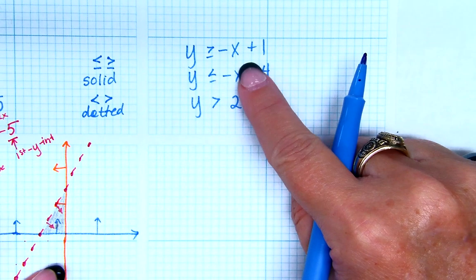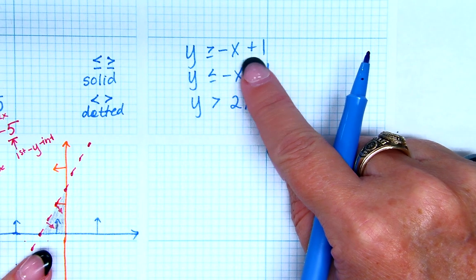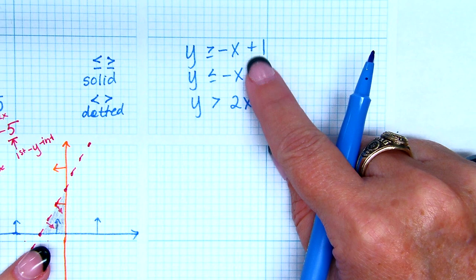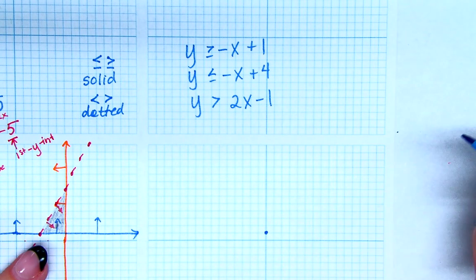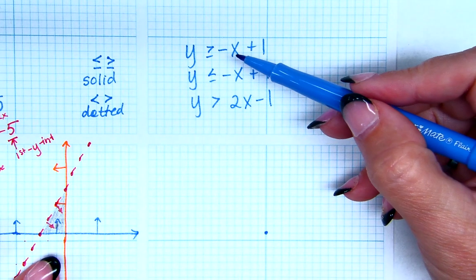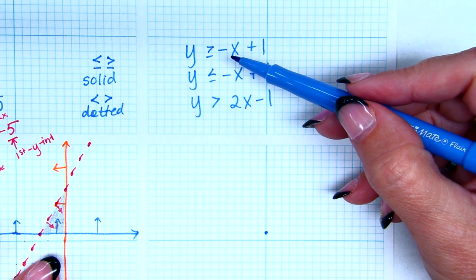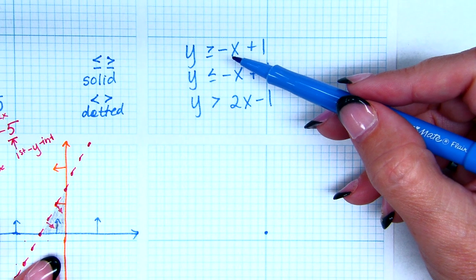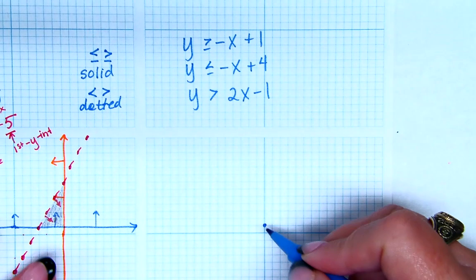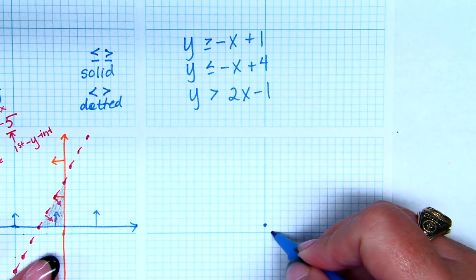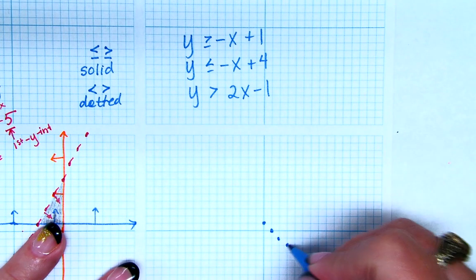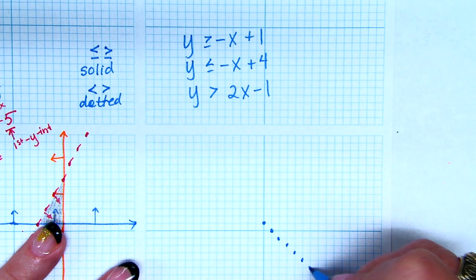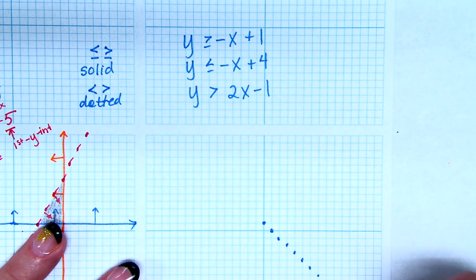So how do I graph this first line? I graph the y-intercept first, so I go up 1. And then what's my slope for this line? Negative 1. So from my y-intercept, I go down 1, right 1. Down 1, right 1. And once again, I'm going to make all the points so I can see the line easily.